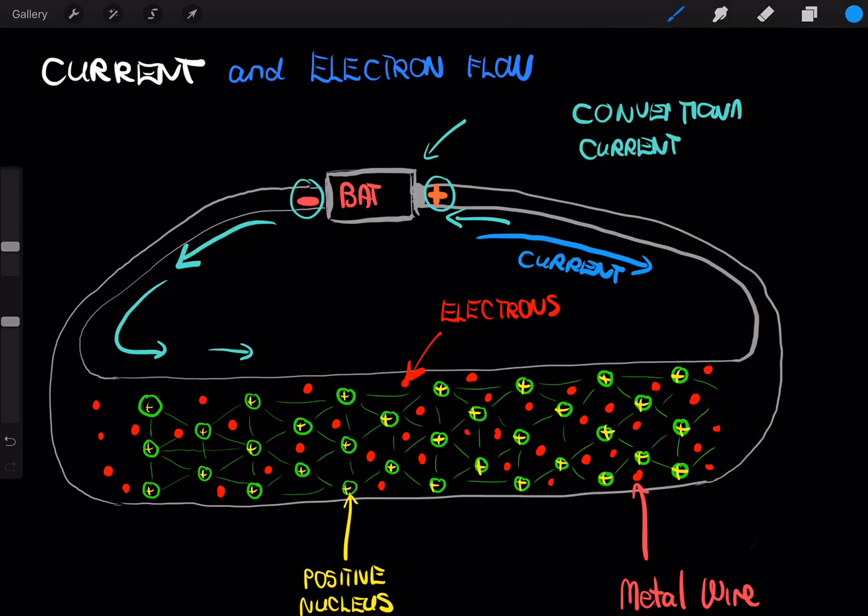Current would flow, if it was able to flow, from the positive terminal around the circuit back into the negative terminal. But we know, in fact, there's actually electrons flowing. And so we need to be aware of the difference between current and electron flow.